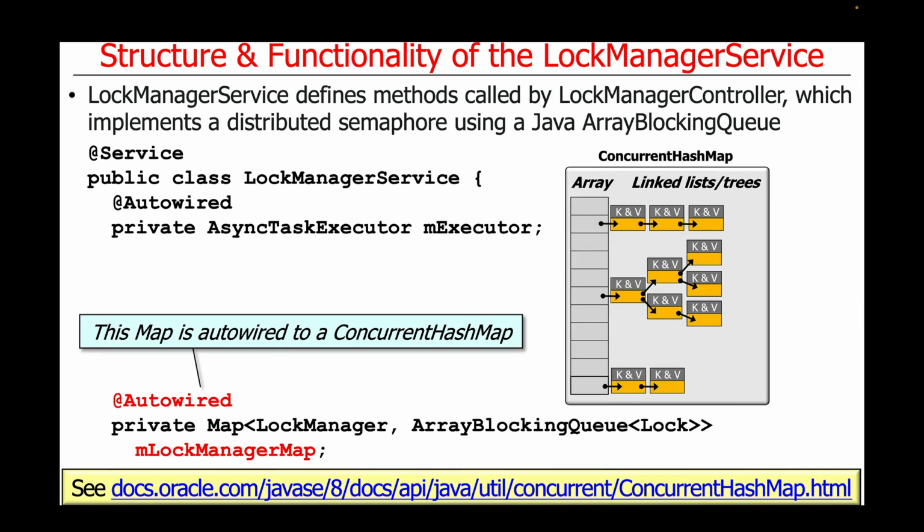And what we do under the hood is we auto-wire this LockManager Map to a ConcurrentHashMap, which is a really neat type that's defined in Java that allows multiple threads of control to simultaneously do updates and removals and lookups and so on in the map, and do it in a very efficient way that works in a thread-safe manner in a highly concurrent program running on multi-core processors, which is what we're doing here. So that's the second field that's auto-wired in LockManagerService.